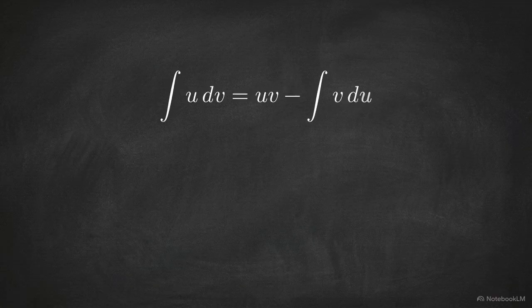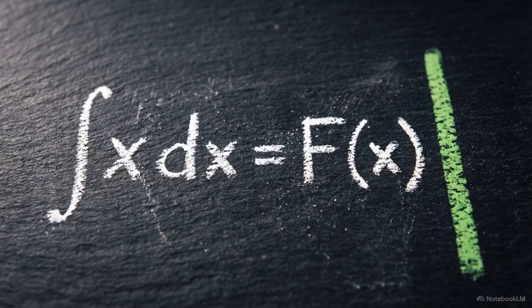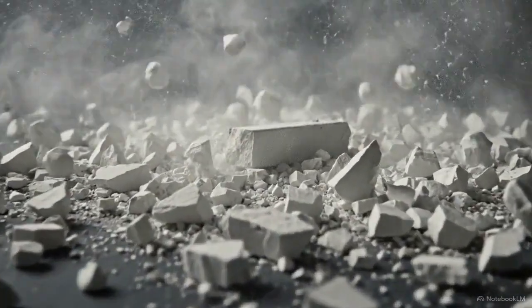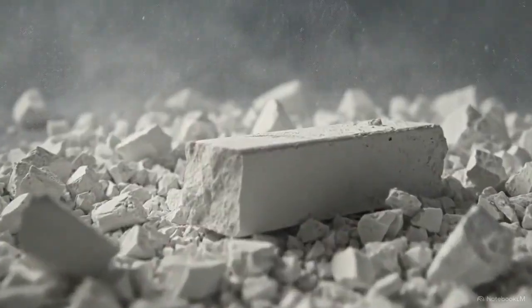The formula reconfigures the integral of a product into a subtraction of simpler terms. Take the integral of x times e to the power of x. We assign u to the x and dv to the exponential part. This reassignment shifts the integration from a complex product to a single solvable term. These structural manipulations are the tools used to solve the complex differential equations required for realistic physics simulations.